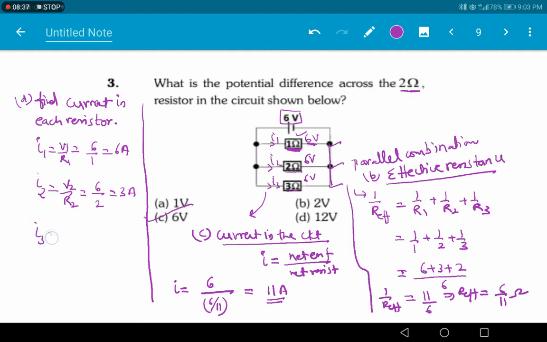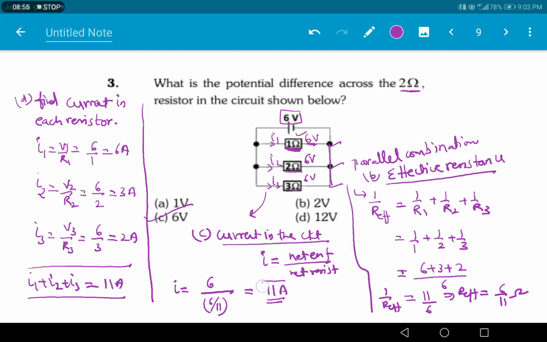And the last one is I3. So we can write V3 by R3. V3 is also the same, so 6 by 3, 2 ampere. So if you check your answer, I1 plus I2 plus I3 is equal to 11 ampere. That we are getting the same by using the current expression. Am I correct or not? So net current in the circuit is equal to the sum of individual currents in each resistor.